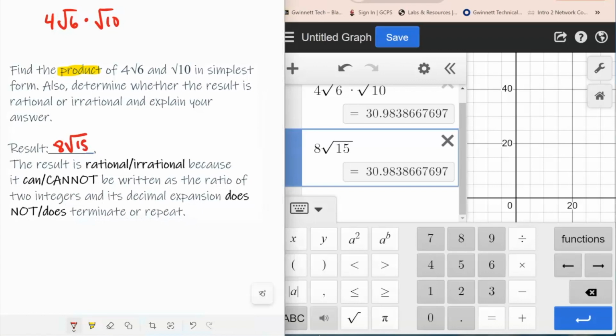And you can see that the numbers are the same. You can already see that this is irrational, right? So if there's a radical left in the answer, it's irrational. Why? So this is irrational because it cannot be written as a ratio of 2 integers, and its decimal expansion, this expanded part, does not terminate or repeat.